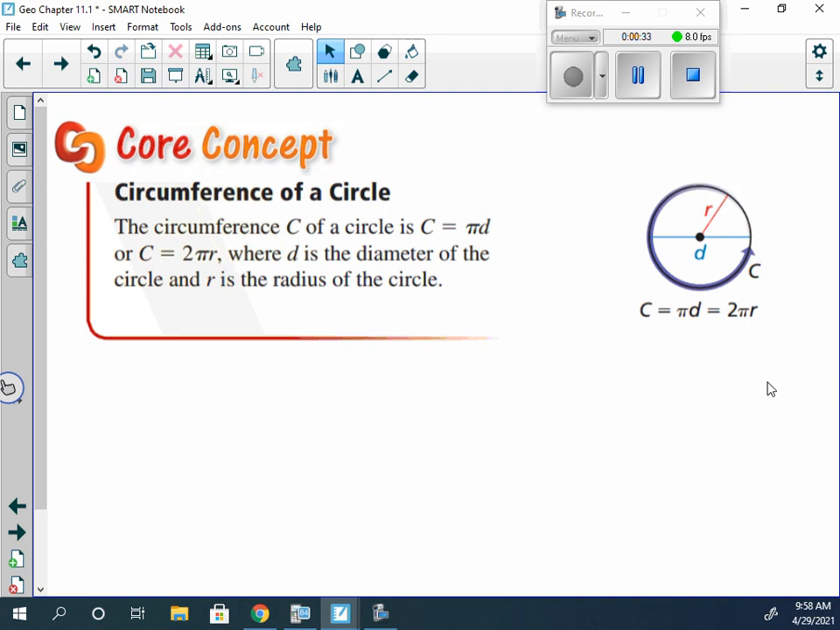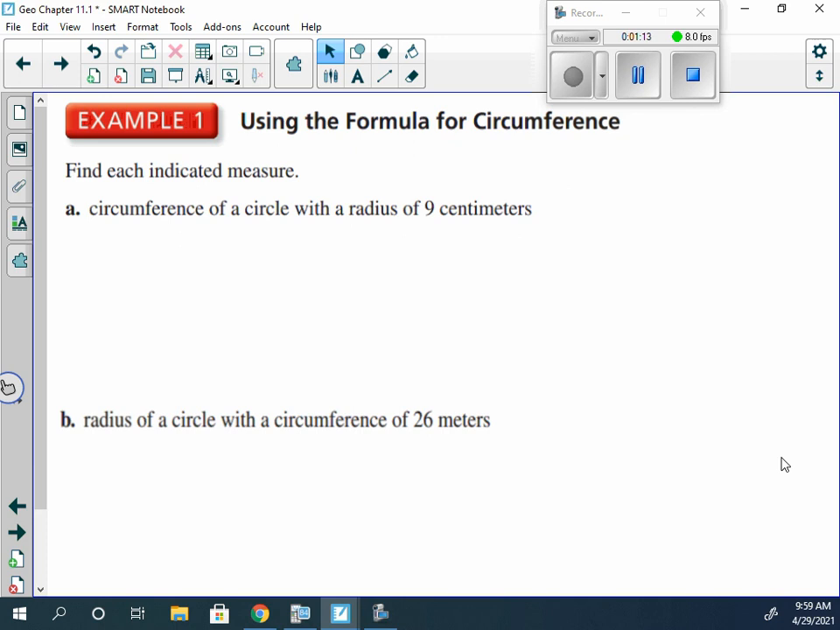Now the circumference of a circle, C, is equal to pi d, or C is equal to 2 pi r, where d stands for the diameter and r stands for the radius. The diameter is equal to twice the radius, or the radius is equal to half the diameter. So if I know one or the other, we can find the circumference. Or if we know the circumference, we can find the radius or the diameter. We can go in either direction, just utilizing this equation.